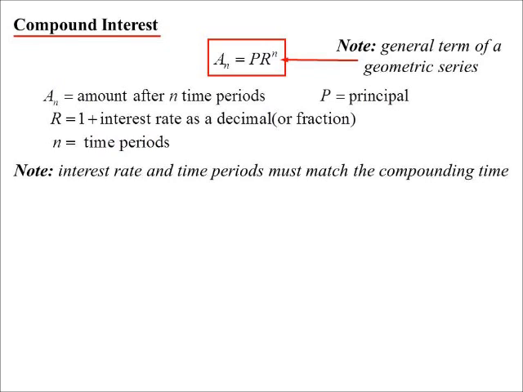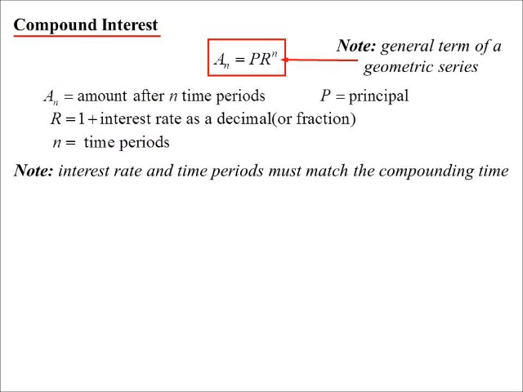A_n is the amount after n time periods. P is the principal. R, as I say, this time is 1 plus the interest rate. And the reason it's 1 plus is because this one works out not just the interest, it actually works out the final value. And n, of course, is the time periods.